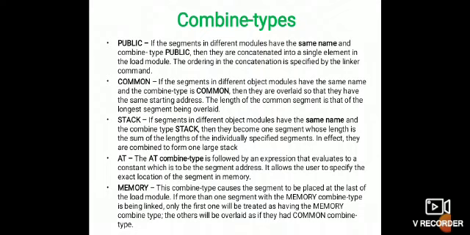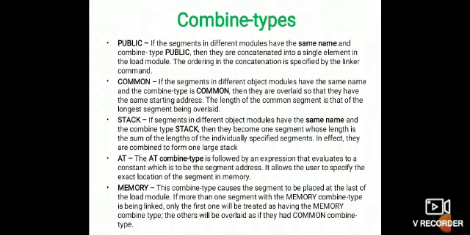And the fourth type is the AT combined type. It is normally followed by an expression which will evaluate to a constant, and this constant will generally specify the segment address. So the advantage of this one is it will allow the user to specify the exact location of the segment in the memory.